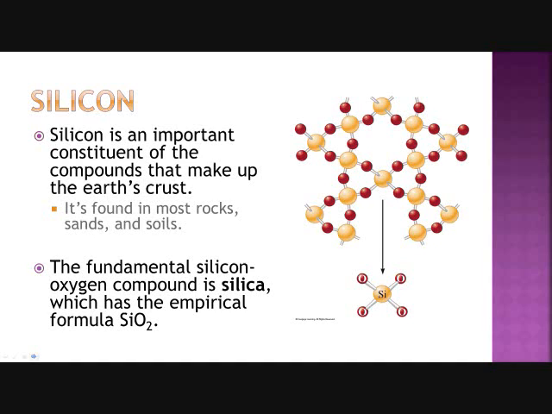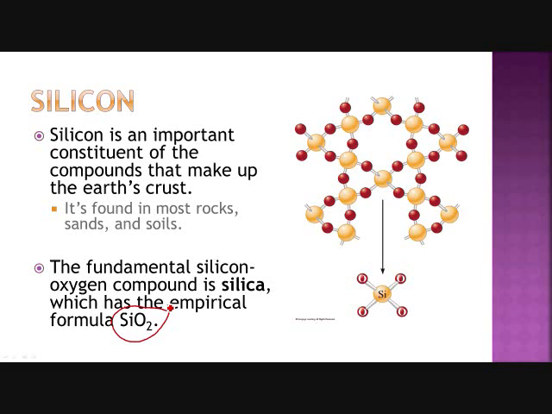Silicon is the other network solid. It's made up in most things that you find in the Earth's crust. It makes up most rocks, sands, soils. Silicon is there. The fundamental silicon oxygen compound is silica, which has the empirical formula SiO2. So even though technically silicon is known as a network solid, which is technically an atomic solid, the bare bones formula of it contains oxygens as well. It's not just going to be silicon by itself, it's going to be silicon dioxide, the SiO2, okay?